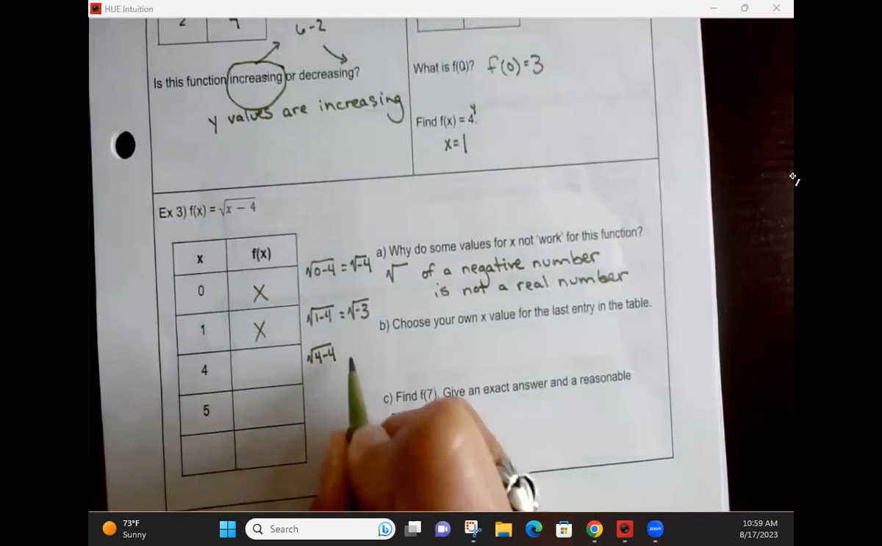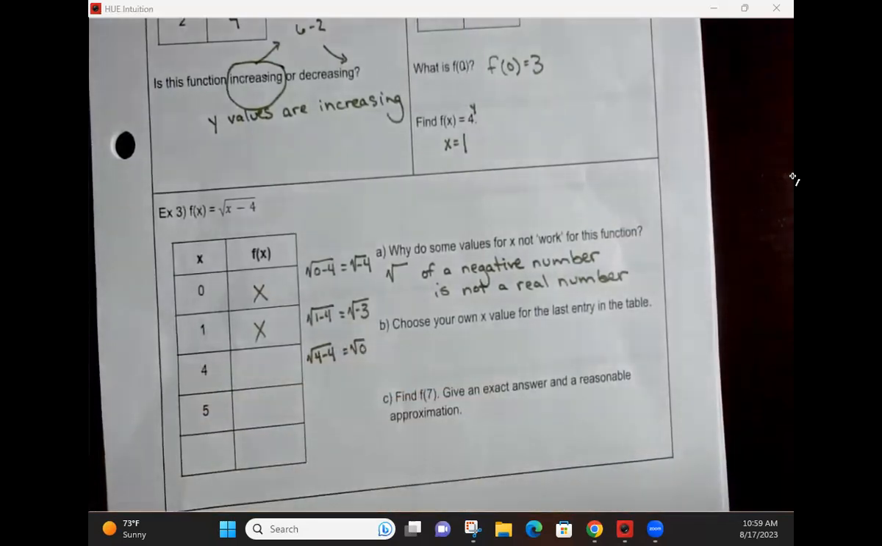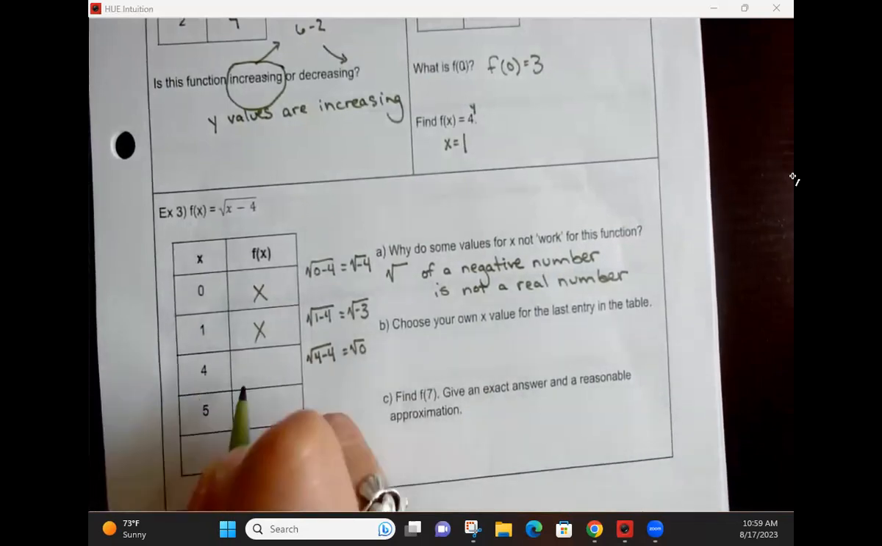So this would be 4 minus 4. So the square root of 0. Do we know the square root of 0? Is this something I can evaluate? Square root of 0 is 0. We can do square root of 0.